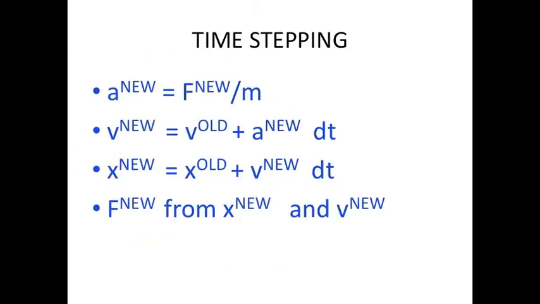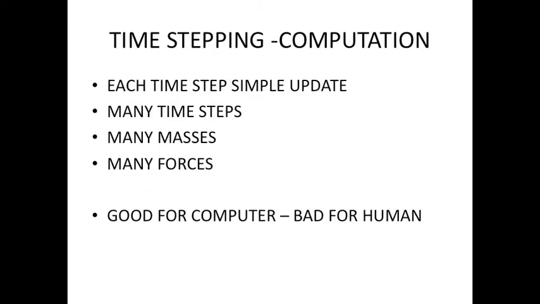We can now summarize time stepping in these formulas, with successive updates of force, acceleration, velocity, position, force, which is repeated with the chosen time step from a given initial position velocity until the final position velocity at the final time is reached. We notice the following features of time stepping. Each time step is a simple update from addition and multiplication of numbers. There are many time steps and many bodies and many forces. It's good for a computer, bad for a human being.